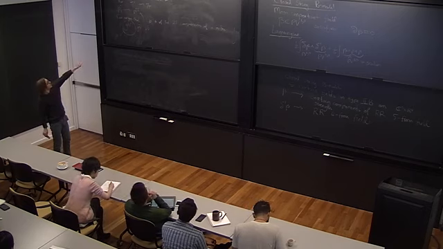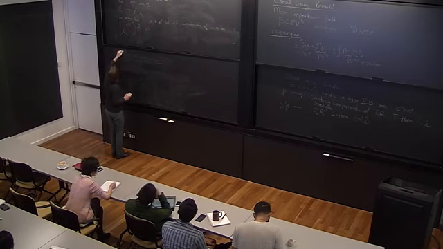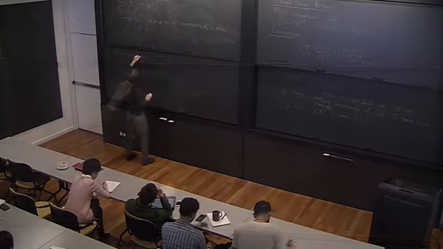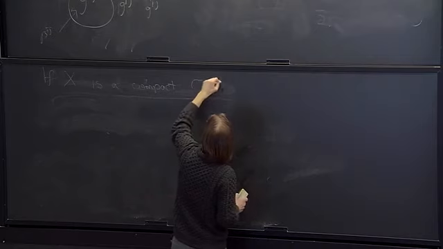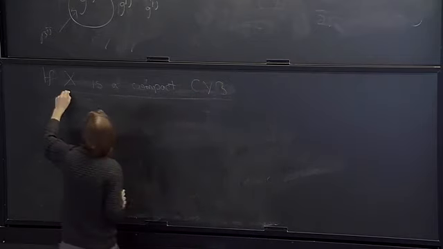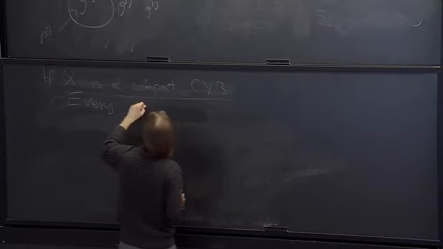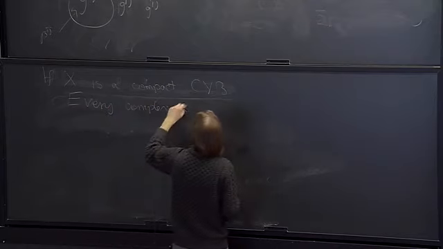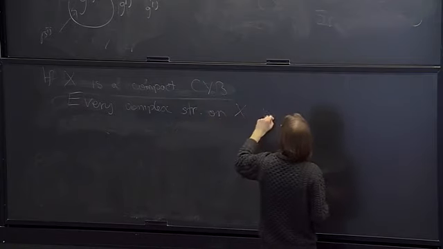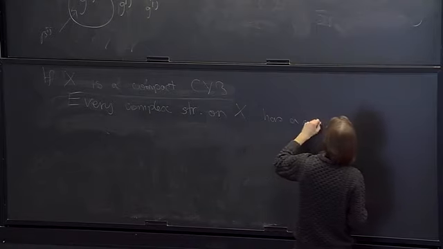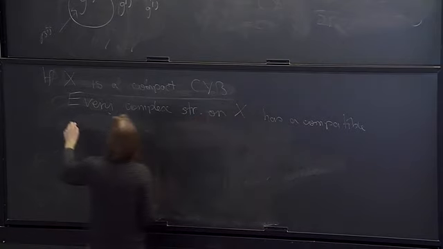So the other thing you can notice is that if X is a compact Calabi-Yau threefold, then every complex structure on X has a compatible Ricci flat metric by Yau's theorem.